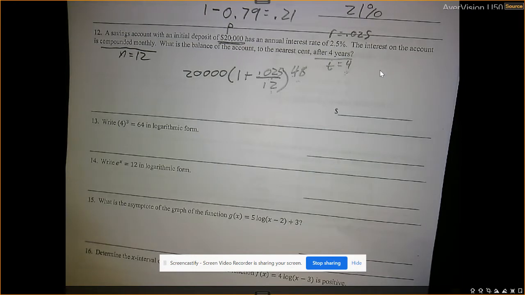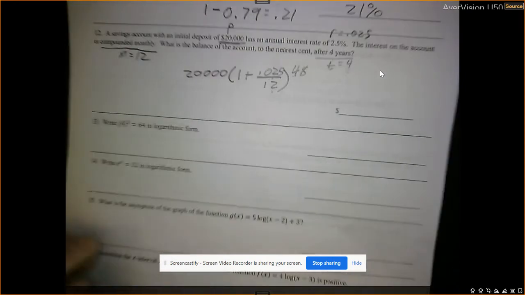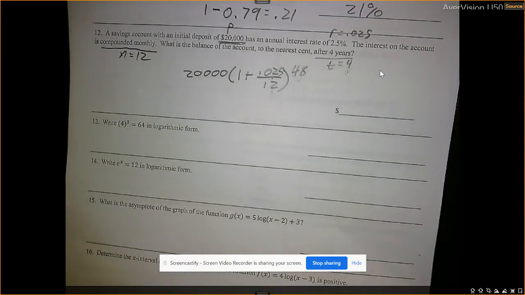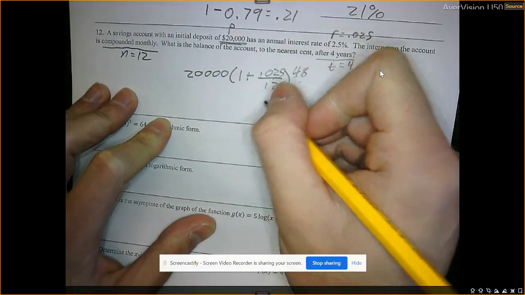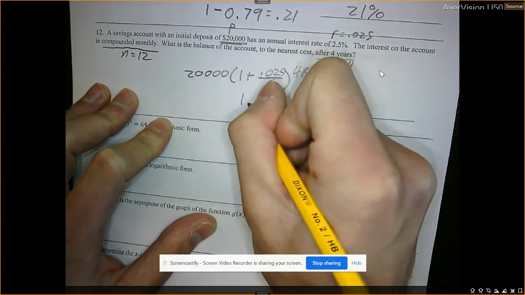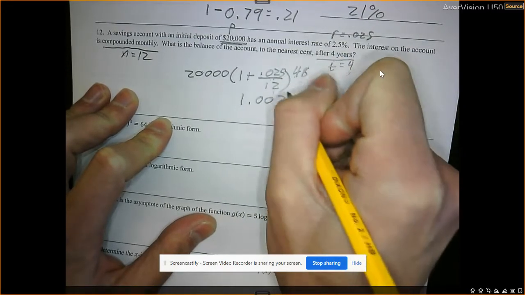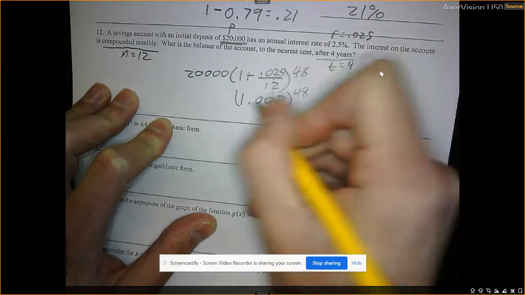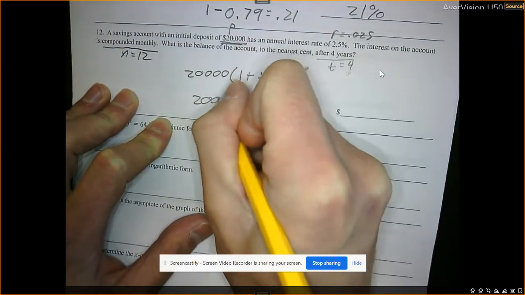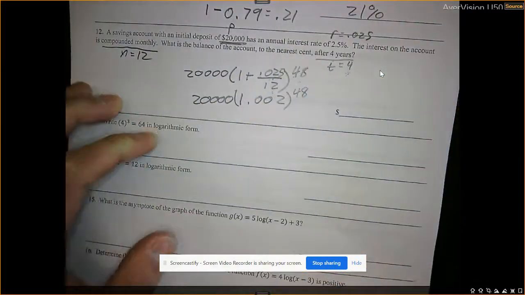Weird. Yeah, that's 0.002. Okay. 0.025 divided by 12 is 0.002. So that means I have 1.002 raised to the 48th, and then multiplied by 20,000 out front.